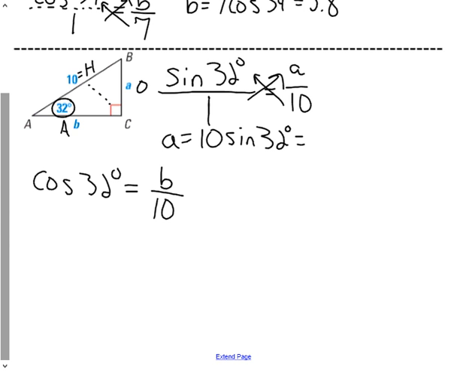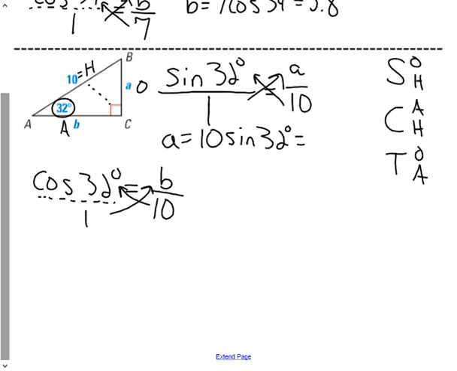Adjacent over hypotenuse. You need to have SOHCAHTOA written somewhere as a reminder. Sine is opposite over hypotenuse, cosine adjacent over hypotenuse, tangent opposite over adjacent, and that's where SOHCAHTOA comes in. If you need that, it is fine to write on your paper. It's actually a fairly common thing to do. Cross multiply, we get b times 1, so b equals 10 times cosine of 32.